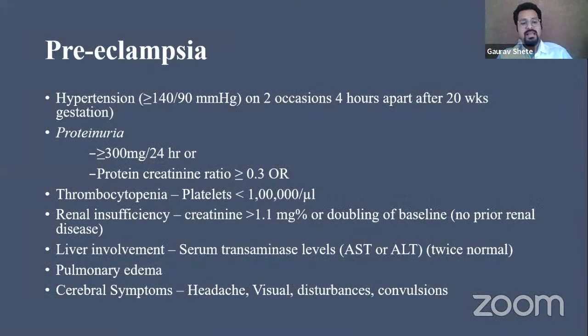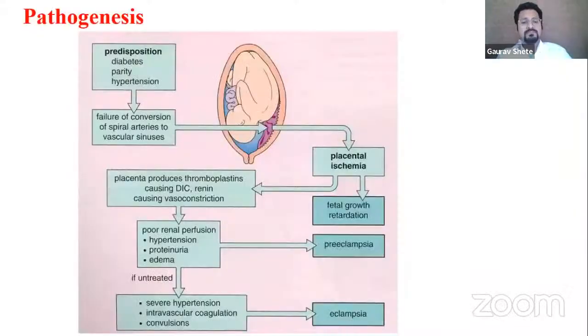All right. So in preeclampsia, like we discussed, there is a liver involvement. There can be pulmonary edema. There can be cerebral symptoms. There can be renal insufficiency. There will be thrombocytopenia. Now, what is the pathogenesis? So, if you look at the embryology of the developing fetus, there are 2 waves of trophoblastic invasion. So, first there is chorionic villi.